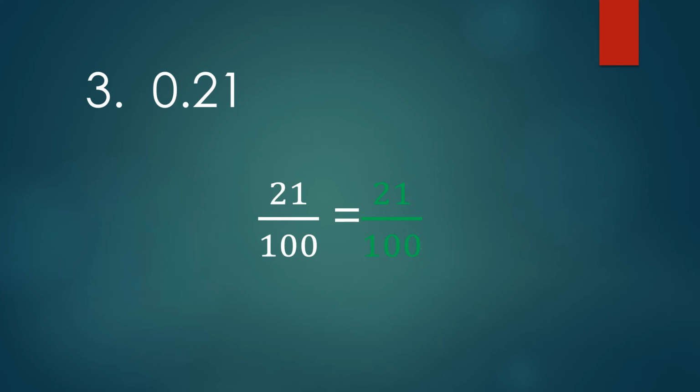We just need to put this in lowest terms, but our numerator is an odd number and our denominator is an even number. They don't have a GCF, a greatest common factor. That's why our answer will still be 21 over 100.